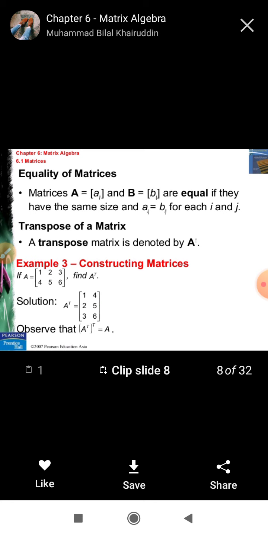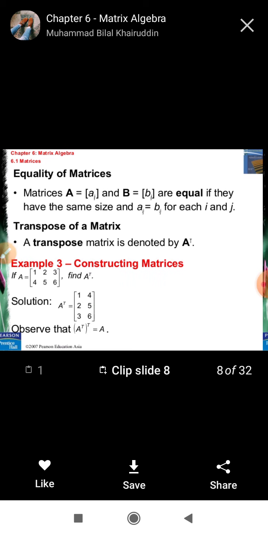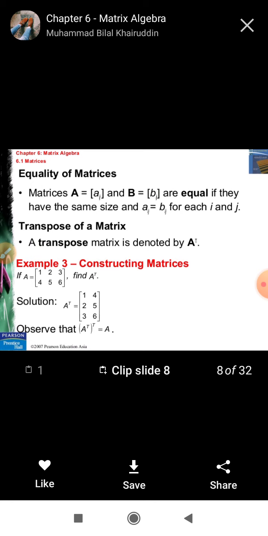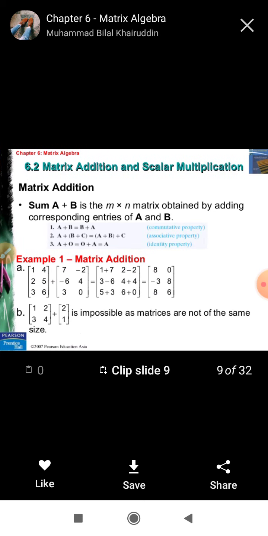Transpose of a matrix. The transpose of a matrix is denoted by A dash if every row changes into a column, or every column changes into a row, either way. Such a matrix is called the transpose. Suppose you have any matrix A. The transpose of A is A dash. You have to change every row into a column. Again taking the transpose, you change columns into rows. So (A dash) dash is equal to A itself.